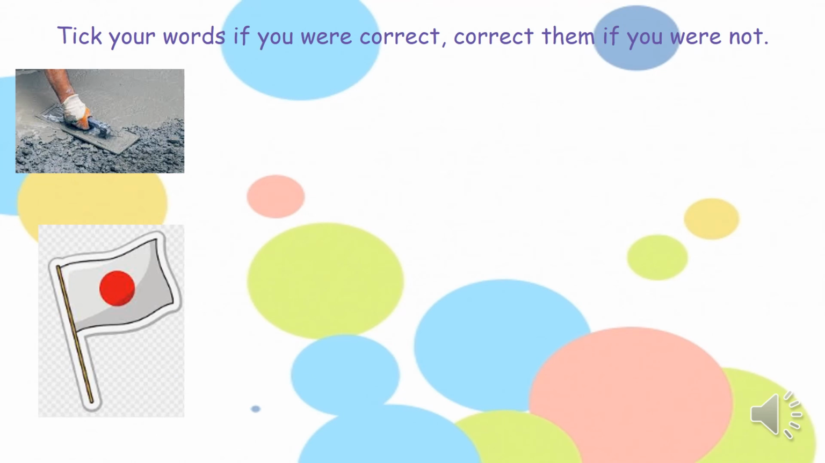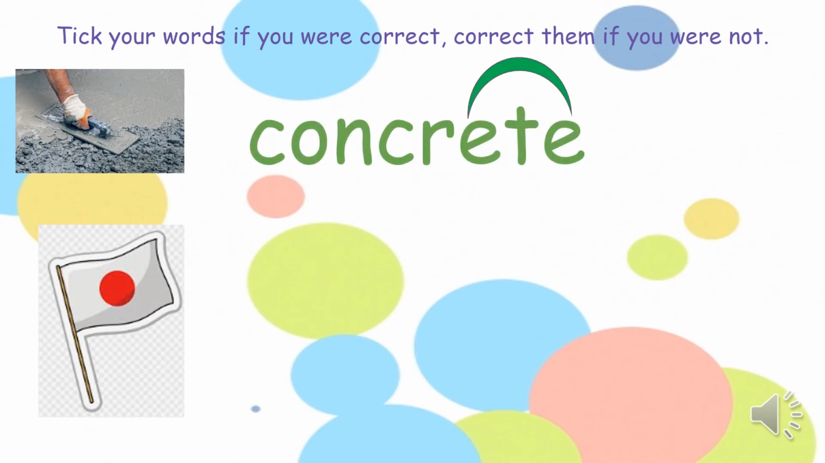Okay, now let's see if you were correct. Now, how many sounds do we have in concrete? My goodness, this is such a long word. We have seven sounds in the word concrete. Repeat after me, concrete. Put up your seven fingers and let's pinch our sounds. K, o, n, k, r, e, t. Concrete. There we are. Give yourself a tick if you got that right and correct it if you did not.